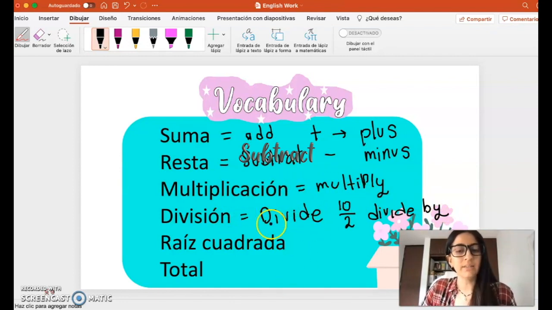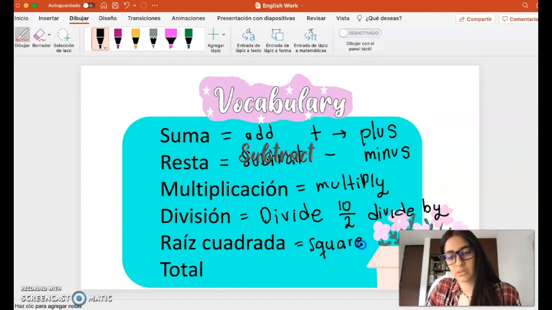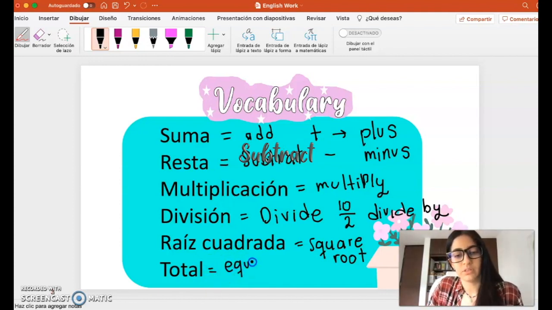The next one is raíz cuadrada. Raíz cuadrada is a square root. A square like cuadrado, and root de raíz. Square root. And finally, in this part, the total of the result is equal for the symbol or solution.